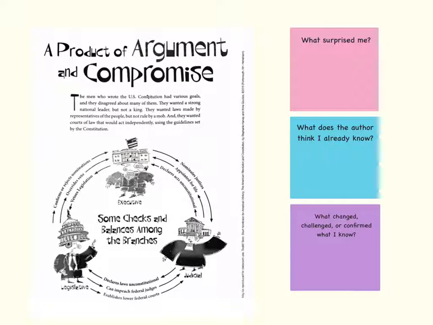And so now I want you to read A Product of Argument and Compromise. Use these Post-its so that you can work on what surprised you as you're reading, maybe noting what does the author think you already know, and what changed, challenged, or confirmed what you know. In this way, you're going to read with a questioning stance.